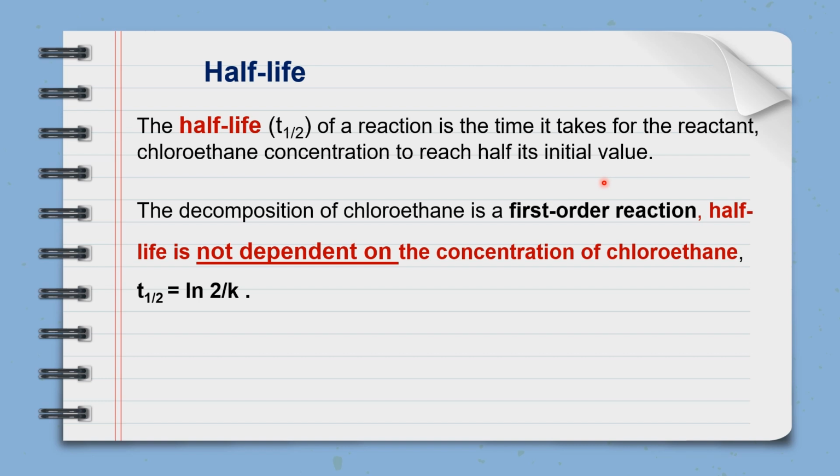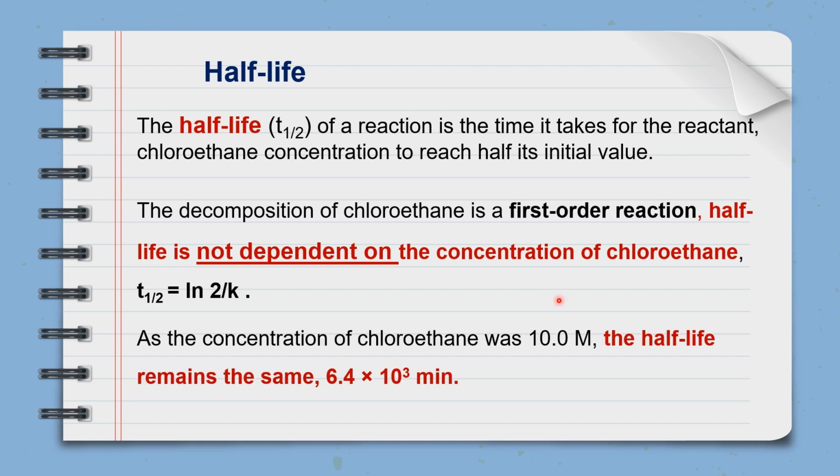The decomposition of chloroethane is a first order reaction. It is based on question number 1A1 just now. If it is a first order reaction, the half-life does not depend on the concentration of the chloroethane, which is t half equals ln 2 over k. So in the expression of t half here, there is no concentration. So the half-life does not depend on the concentration of chloroethane.